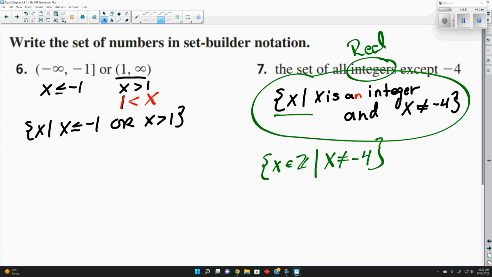The set of all real numbers X, such that X is not equal to 5. We can do brace x bar, x not equal 5 brace. That's the answer.